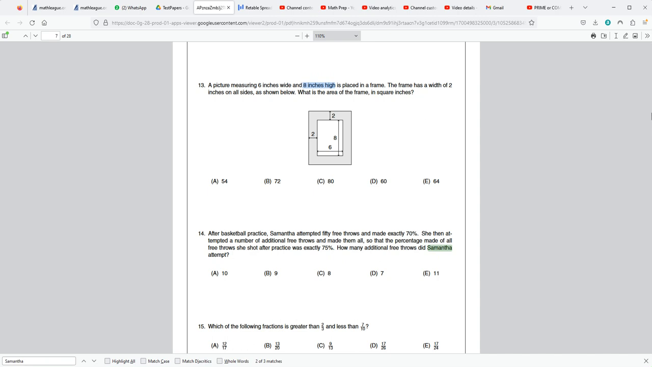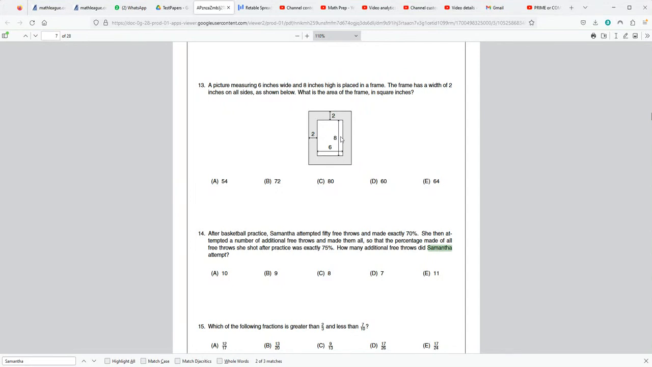Pause it, take a moment, and come back. Okay, do you know how to do this? Yeah, kind of like that. We can see here that the frame has a width of 2 inches around the picture. So the picture is inside the frame. For the height, 8 plus 4, since there's a 2 here and a 2 here, equals 12.